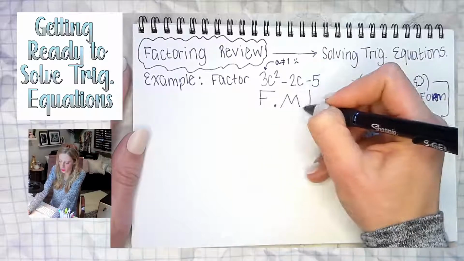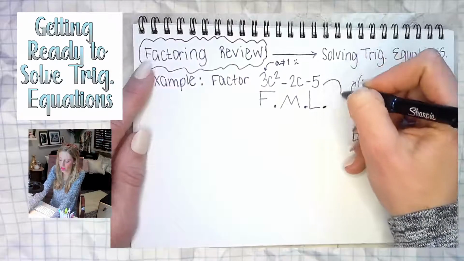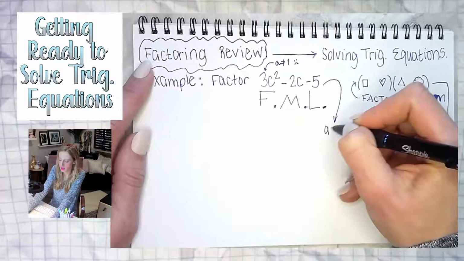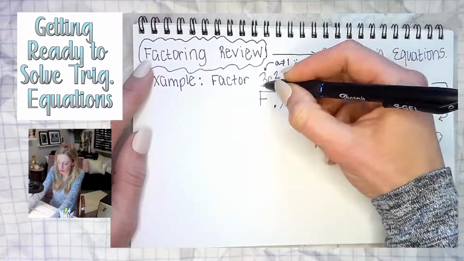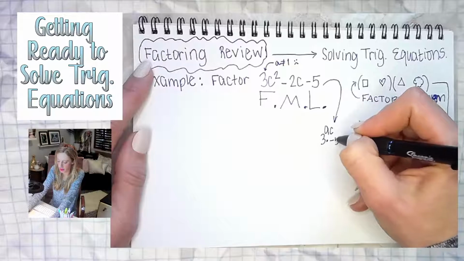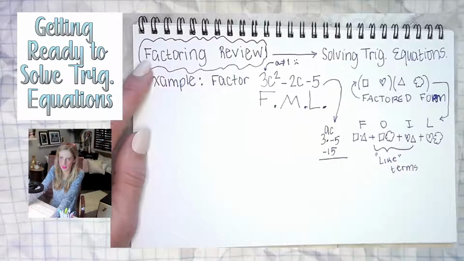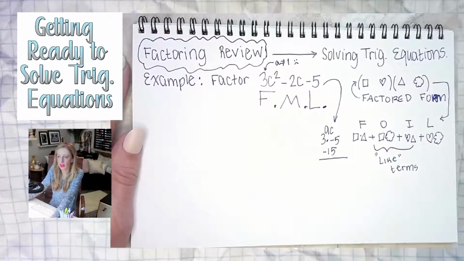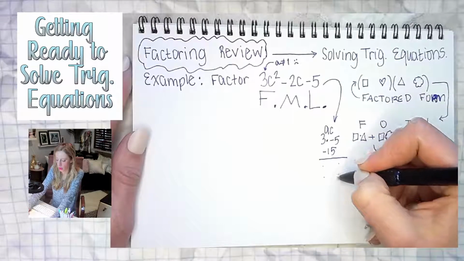So if you think to yourself, FML, I don't know how to factor this, you're going to say to yourself, I need to use the AC method. So the AC method is, we're going to multiply A times C. So that's 3 times -5, which gives us -15. Underline that on the side, okay? And after I multiply that on the side, I'm going to make a list with all the pairs of factors.